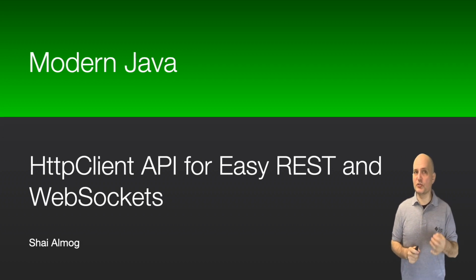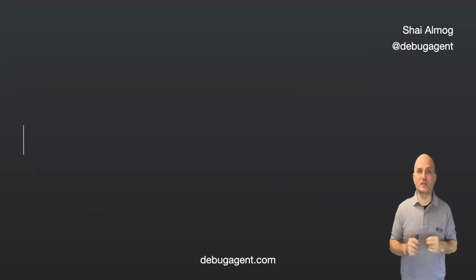HTTP requests in Java have always been a pain. The URL class and its related classes predated REST and are unintuitive. Thankfully, JDK 11 introduced the new HttpClient API, which makes REST calls trivial by comparison.